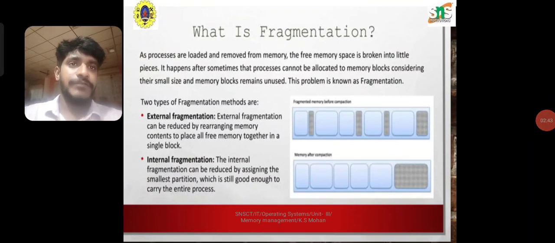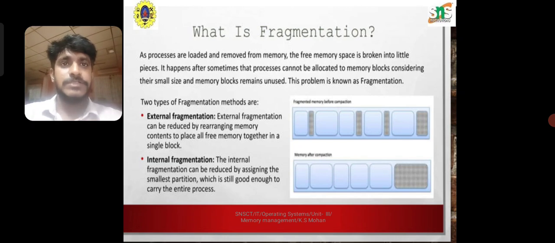Next we have fragmentation. First, what is fragmentation? When processes are loaded into and removed from memory, the free memory space is broken into little pieces. After some time, processes cannot be allocated to these memory blocks because of their small size, and the blocks remain unused. This problem is known as fragmentation.